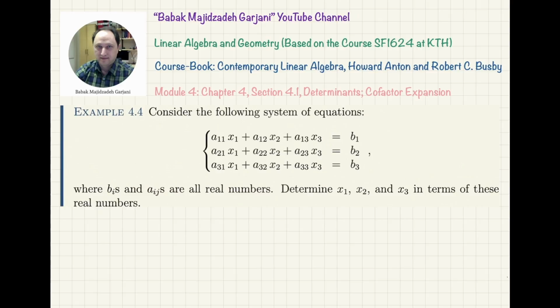So, example 4.4. Consider the following system of equations. Yes, this time I have 3 equations and I have 3 unknowns, x1, x2, and x3. Where, again, as before, the bi's and aij's, these coefficients and these constants, are all real numbers. Determine x1, x2, and x3 in terms of these real numbers.